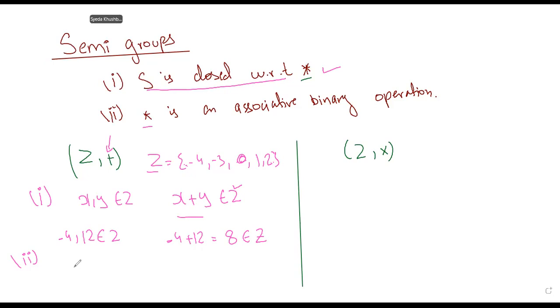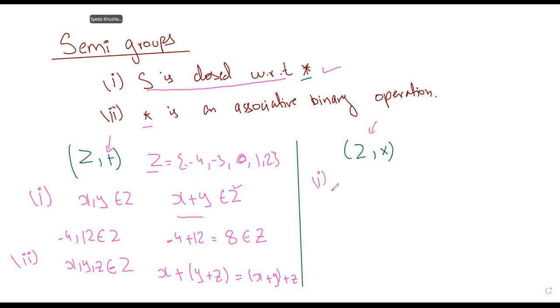Associative. Okay. Basically, if x, y, and z, these three elements belong to the set Z, then x plus y plus z equals x plus y plus z, grouped either way. This is the associative property.